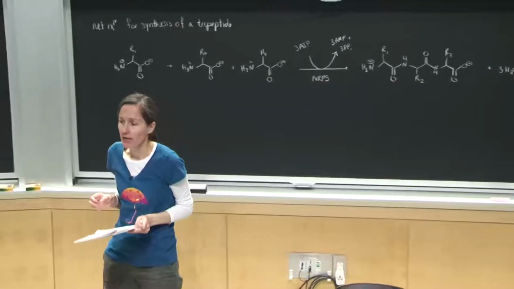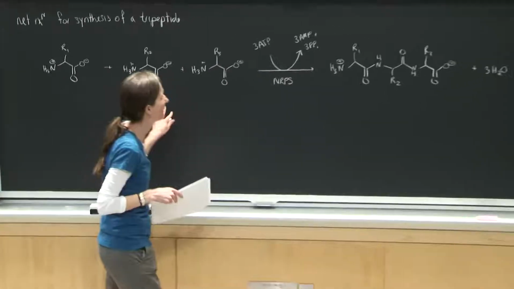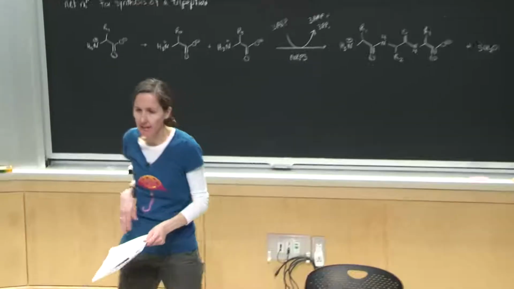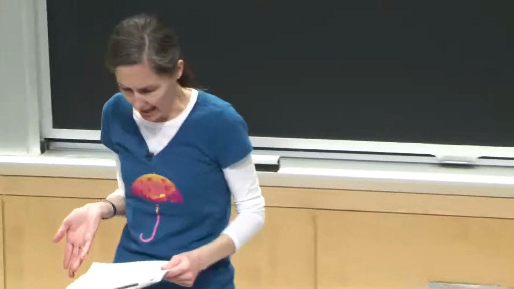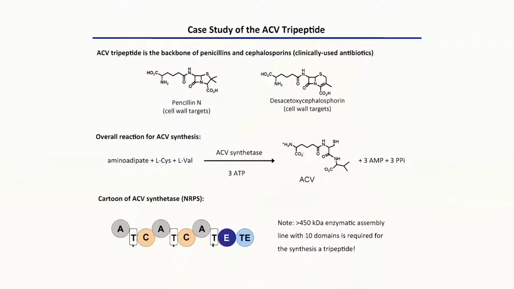So how does this happen? How does the NRPS take these monomers and build, say, a tripeptide? We're going to look at the ACV synthetase as a model for this. And so the ACV tripeptide is important. It forms the backbone of antibiotics of the penicillin and cephalosporin classes. So many of these are used clinically.